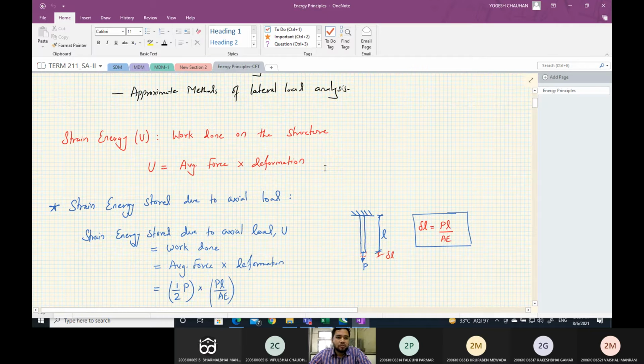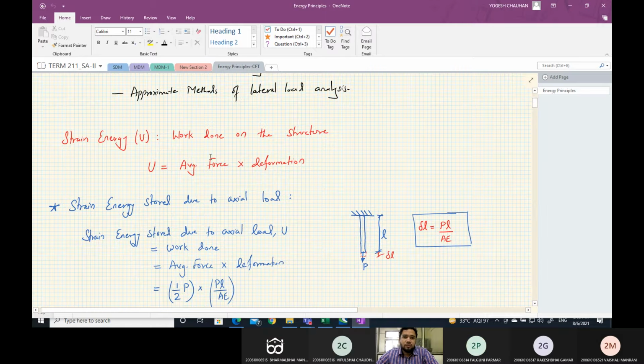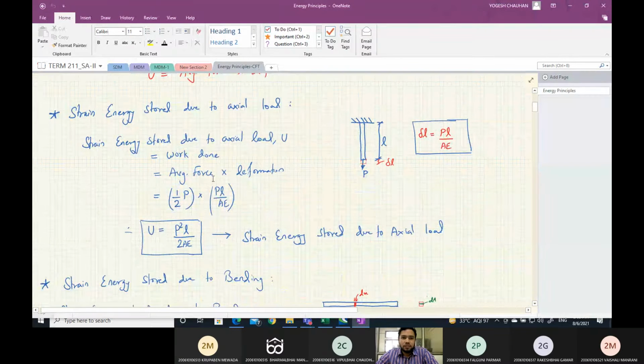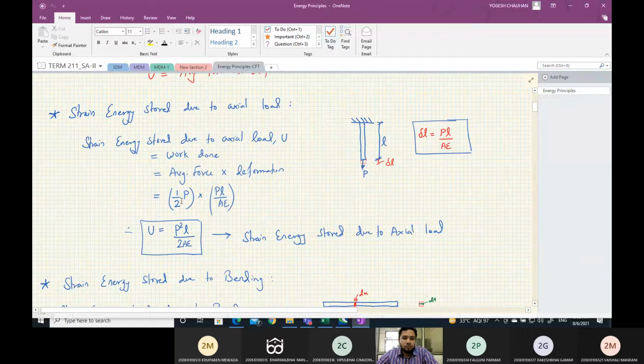In the previous lecture, we saw the energy stored due to axial load and energy stored due to bending. The strain energy is given by the work done on the structure, which equals average force times deformation. So the strain energy stored due to axial load will be the average load, 1 by 2 P, times the deformation. Deformation of the bar due to the load P is PL by AE. Here we are neglecting the weight of the bar. So the strain energy stored due to axial load will be P square L by 2AE.